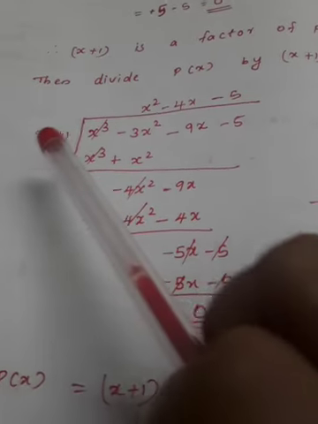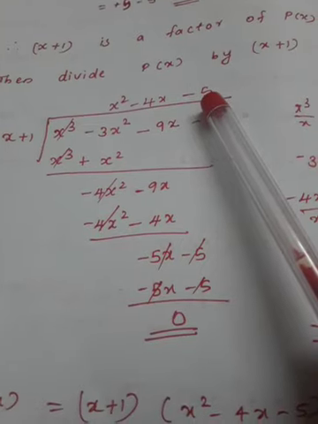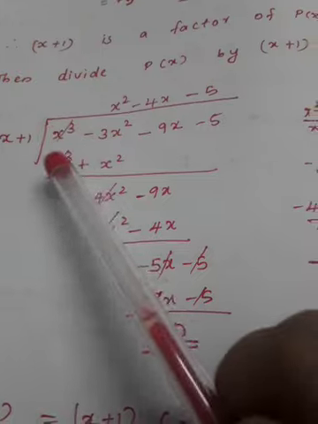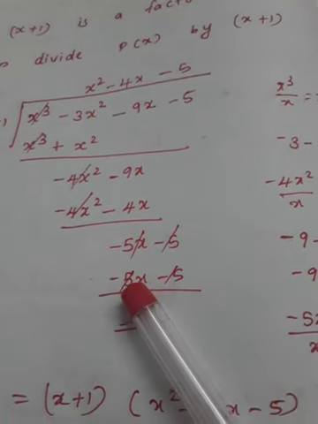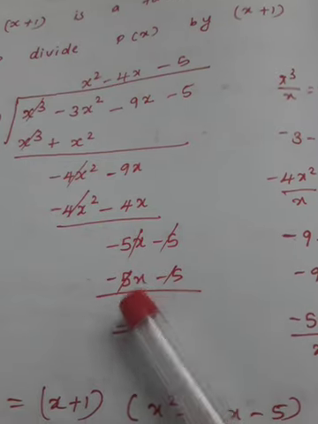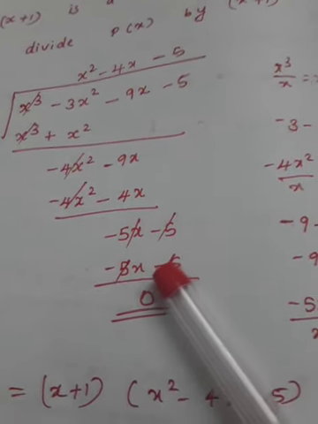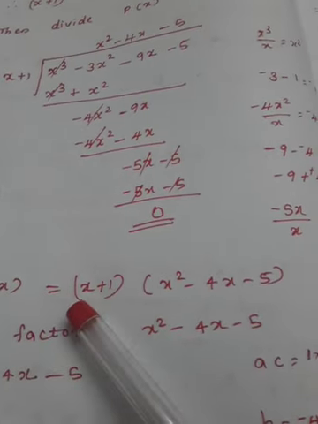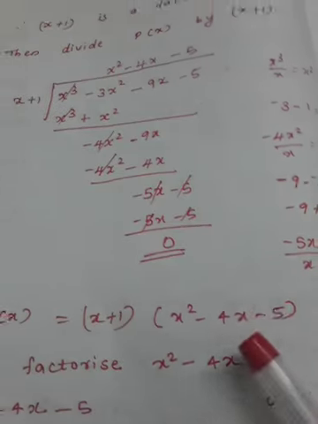So negative 5x by x is negative 5. So that we should write in the quotient. The negative 5 into x, negative 5x. Negative 5 into positive 1, negative 5. Then subtract: negative 5x minus negative 5x will become 0. Negative 5 minus negative 5 is also 0. So the remainder will be 0. So we can write p of x equals x plus 1 into x square minus 4x minus 5.